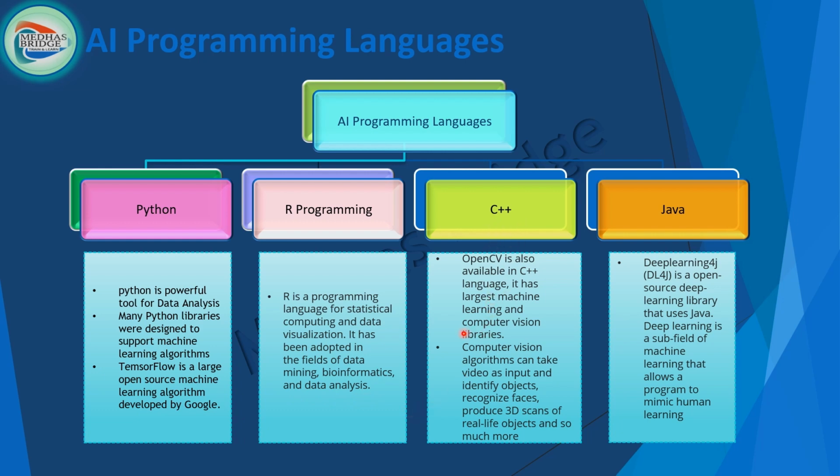Now C++. OpenCV is available in the C++ language. It has one of the largest machine learning and computer vision libraries. Computer vision algorithms can take videos as input and identify objects, recognize faces, produce 3D scans of real-life objects, and so much more. Java: Deeplearning4J. DL4J is an open source deep learning library that uses Java. Deep learning is a subfield of machine learning that allows a program to mimic human learning.